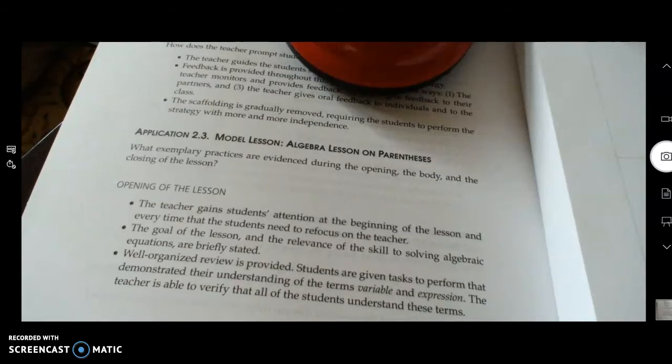This one was from the explicit instruction textbook from Education 762, but I believe this is one of the only math lessons in that whole book. There's one other one, but it didn't really have as much detail as what I wanted. So I wanted you to look at it just to be familiar with what a good lesson looks like.